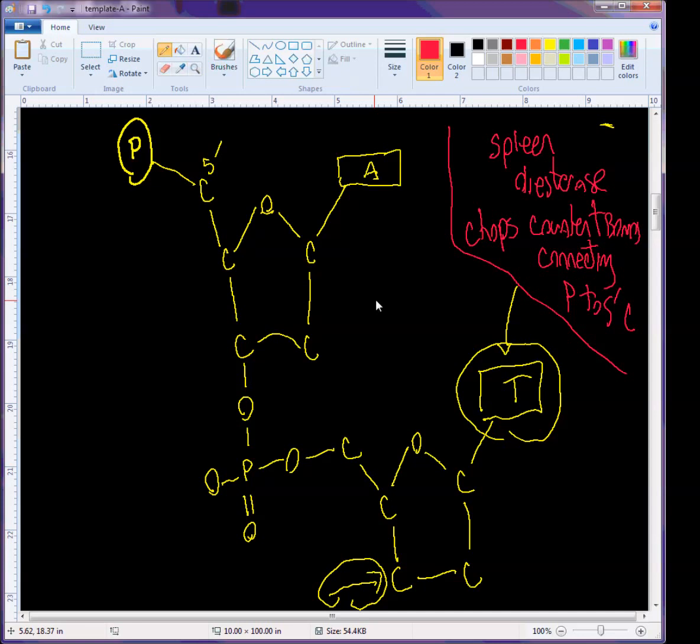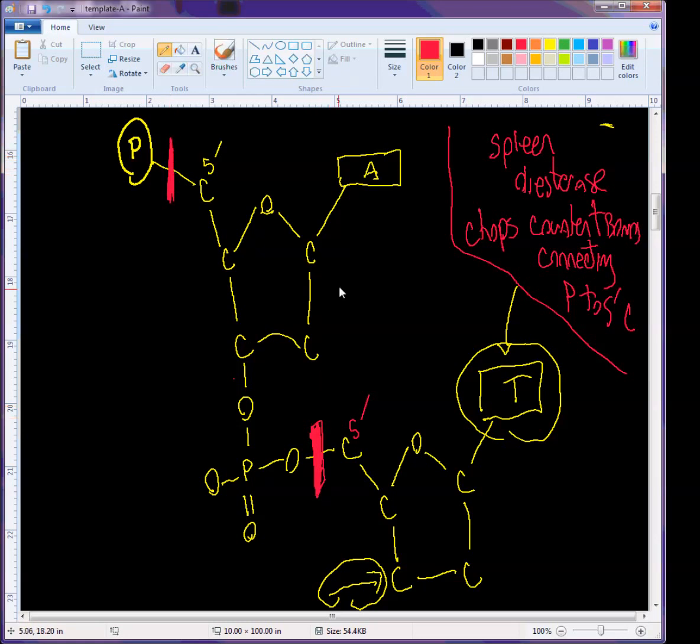Okay, so we're going to cleave covalent bonds connecting the phosphate to the 5' carbon. This is the phosphate we're talking about down here. We can chop this one too. But we're going to chop this one. This is the 5' carbon. This is the phosphate. We're chopping this covalent bond here. That's what that enzyme does. It's also going to chop this one.